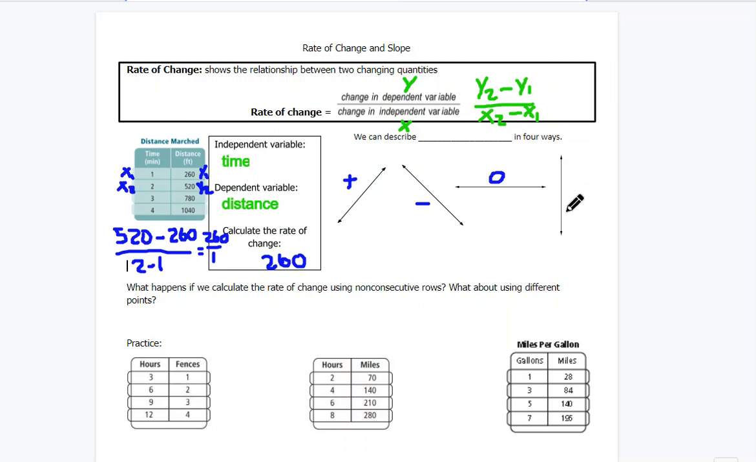And this one that's straight up and down is a little trickier. It's called undefined. So whenever you have a straight up and down line, it means there's no slope, or the slope is undefined. All right, and these 4 ways are how we recognize or how we can describe slope.